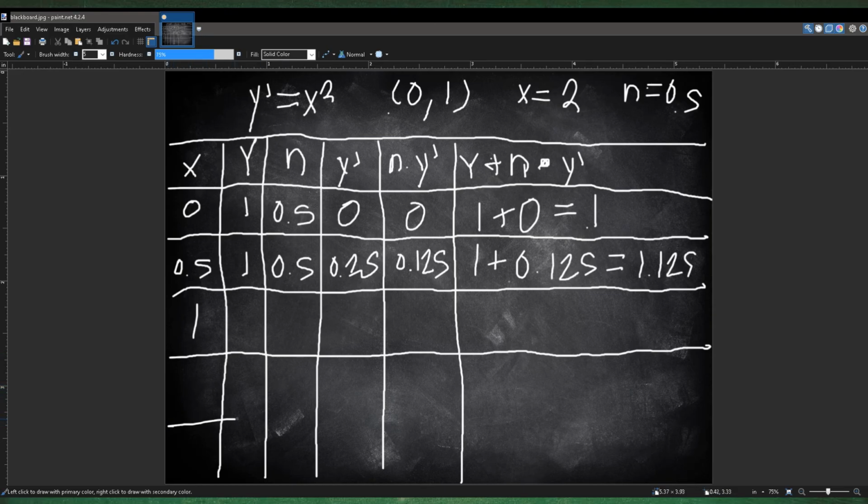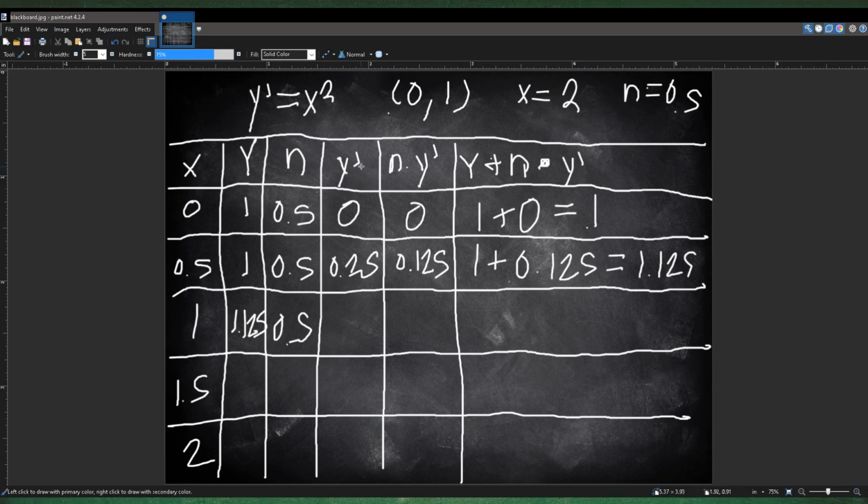So what's going to be the next one? Well, it's going to be 1.5, right? And then after that, we have 2, which is what we're looking for, when x is equal to 2. Now, what's our y value for when x equals 1? Well, it's equal to 1.125. Okay, and our step size n is 0.5, always.